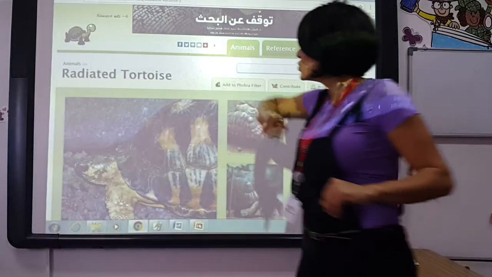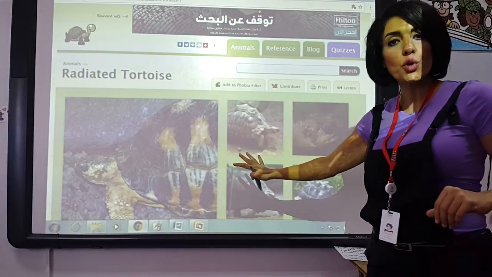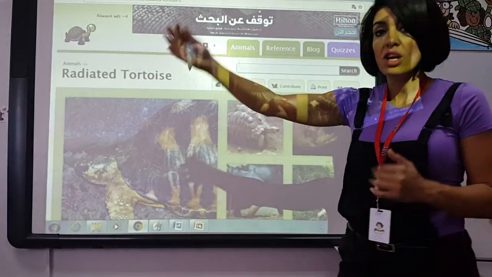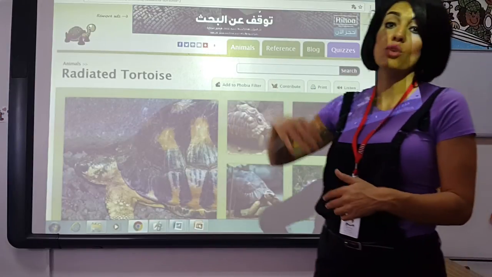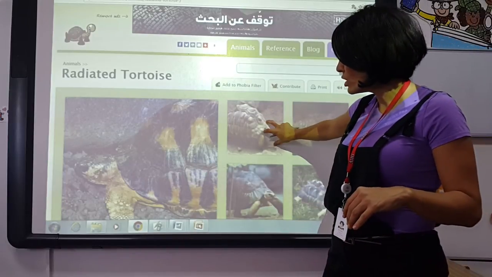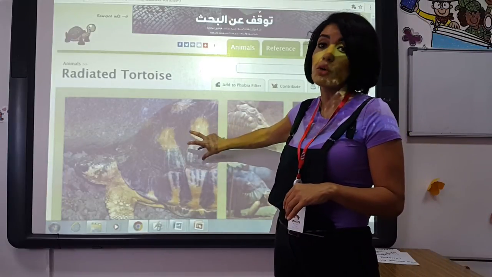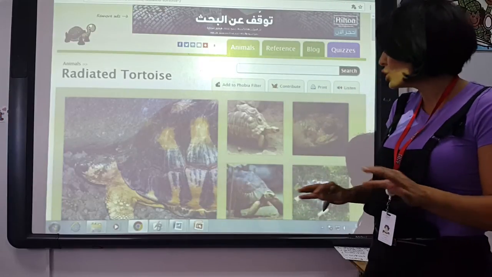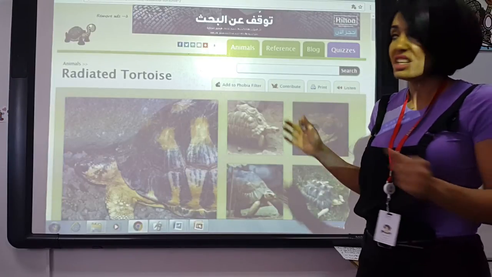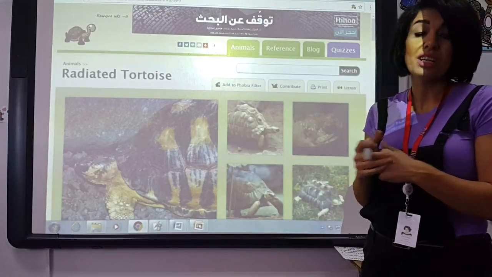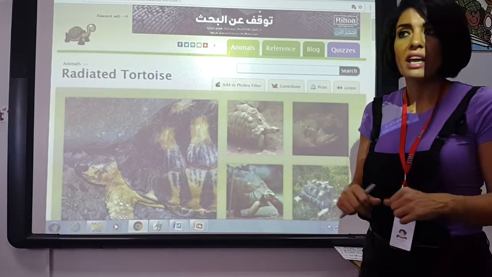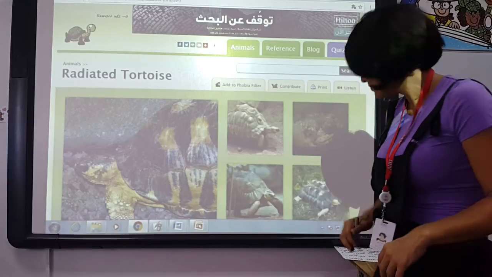Now, this is the radiated tortoise. This radiated tortoise is also critically endangered. It means that after some time, it will no longer be appearing in any environment. You will no longer find a radiated tortoise in any of the habitats where it lives, because it is critically endangered. It seems that it's not getting everything it needs to survive.